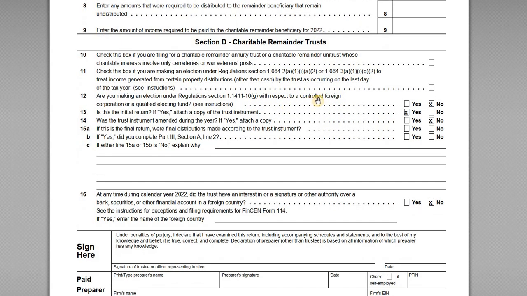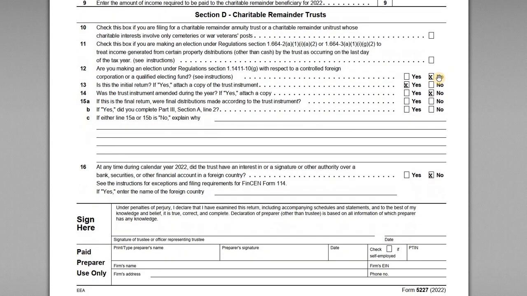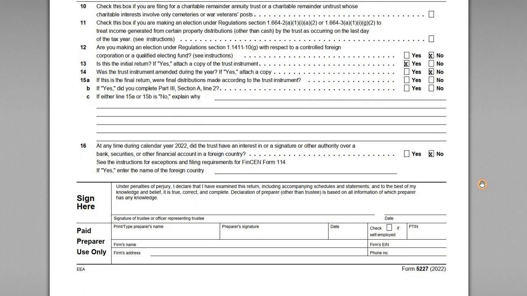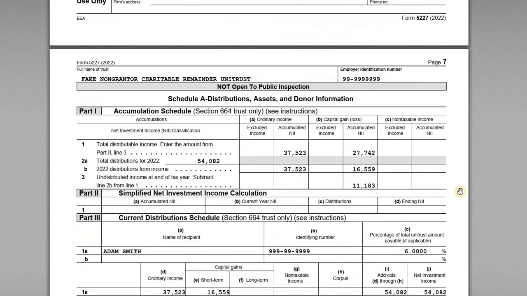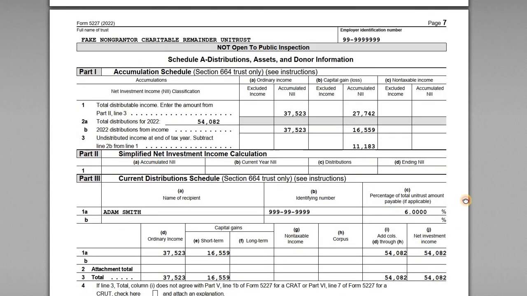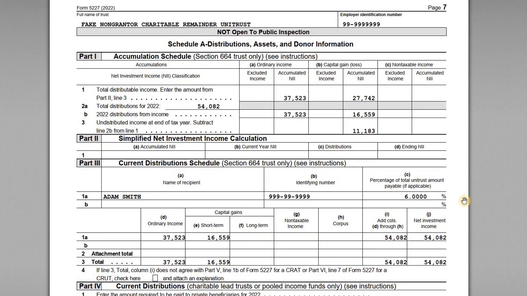Not making any elections with respect to CFCs for question 12 because we don't have any CFC interests. It is an initial return. So question 13, this is an initial return, so we are going to attach a copy of the trust agreement. No trust agreement amendments, not a final return. And then lastly, in question 16, we don't have any foreign bank accounts, so no FBARs are going to be filed. Okay, so Schedule A for the accumulation schedule and distributions.